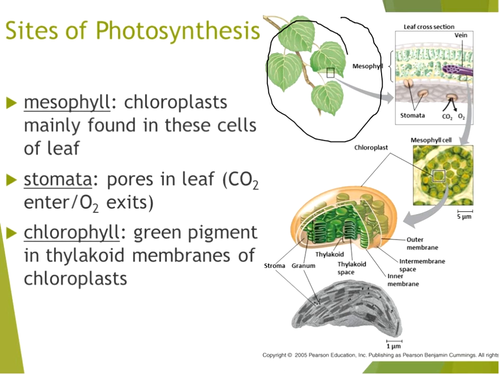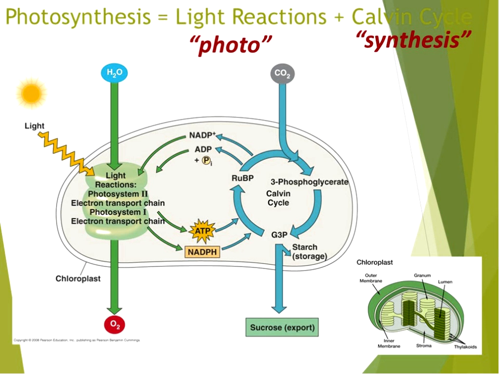And then also involved in photosynthesis are the stomata. The stomata are little pores on the leaf. You can see those little pores here. They're on the surface of the leaf, and that's where the carbon dioxide can enter into the cell and where the oxygen can exit.